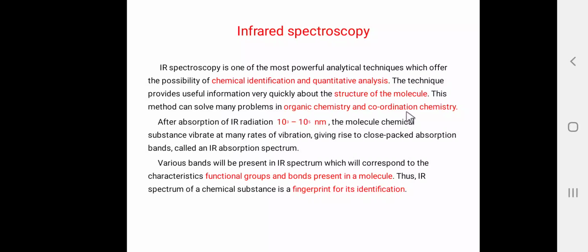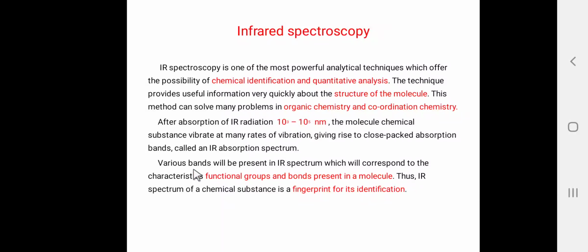That means this IR spectroscopy or vibration spectroscopy is very useful for the organic chemist as well as for coordination chemistry to solve various problems related to molecules. So here after absorption of the IR radiation, that is 10 to 3 to 10 to 5 nanometer, the chemical substance vibrates at many rates of vibration, giving rise to close packed absorption bands called the IR absorption spectrum. So here various bands will be present in the IR spectrum.